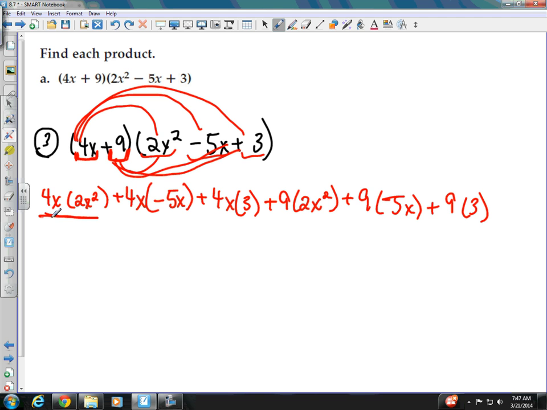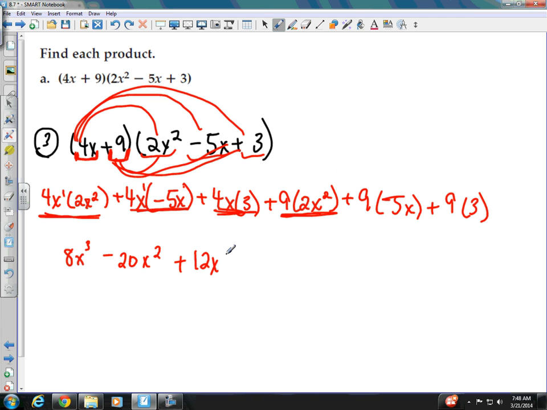So 4x times 2x squared, we multiply our coefficients. 4 times 2 is 8. We add our exponents, so 1 and 2 make x cubed. All right, 4x times a negative 5x. So 4 times negative 5 is a negative 20. And then we add our exponents. So 1 and 1 make x squared. 4x times 3 is a positive 12x.